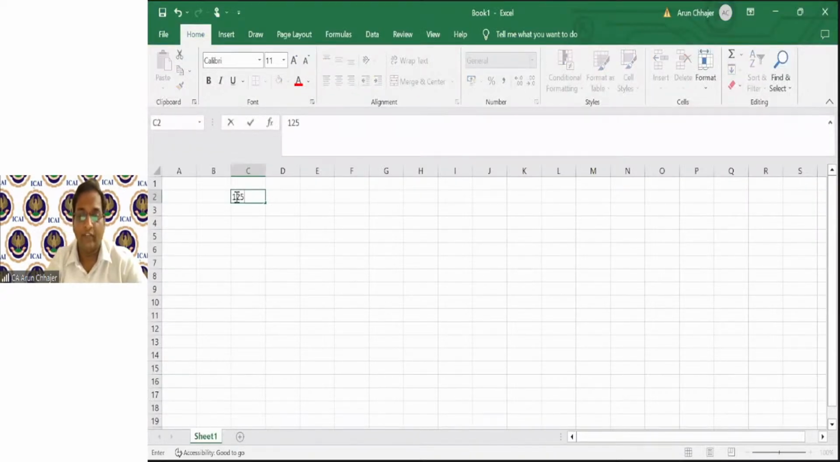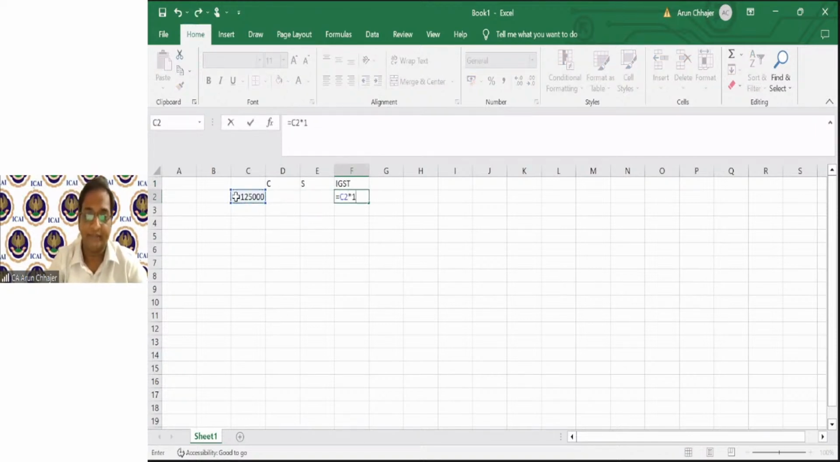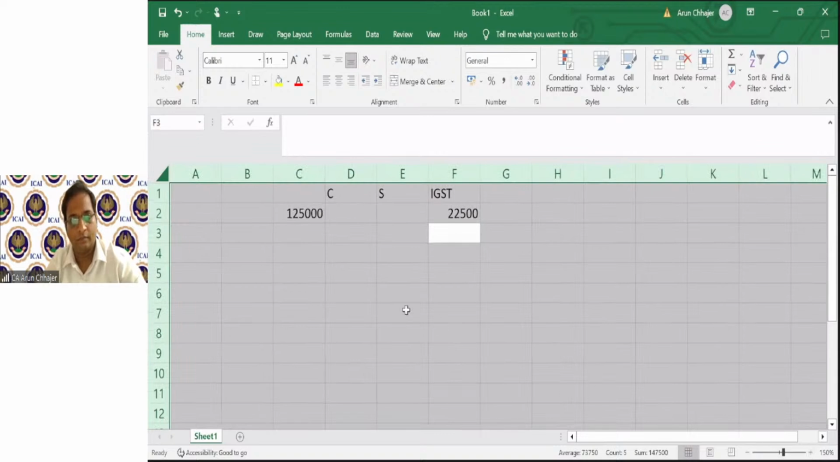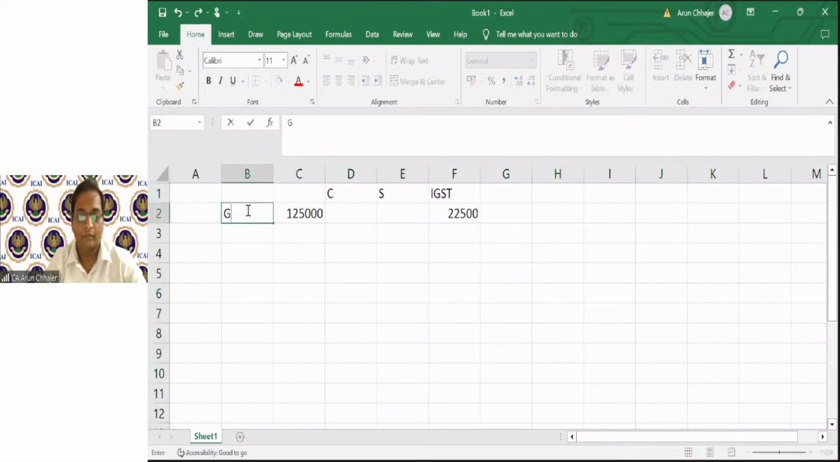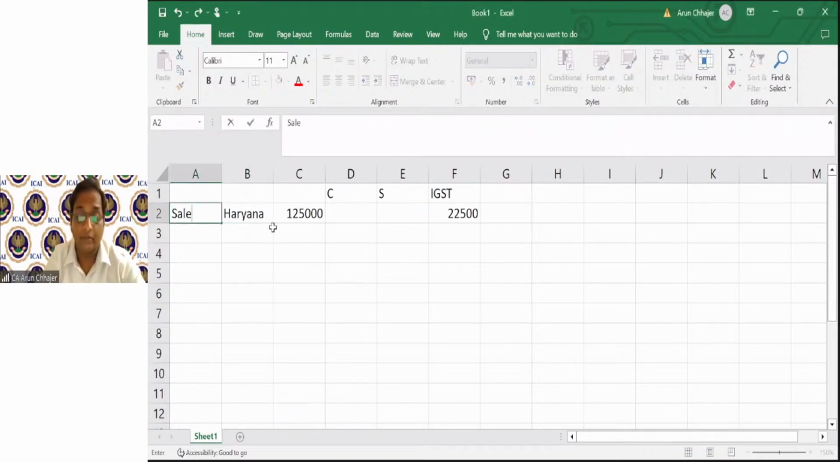So 1,25,000, CGST, SGST and IGST. It's 18%. ठीक है ना, ये बेटर रहेगा सभी के लिए. Interstate purchase of the goods from XYZ registered in Punjab, sales, then I can say ITC.